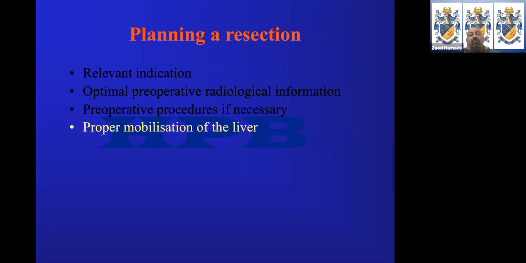Proper mobilization of the liver: take your time, and particularly if you're doing a right-sided liver resection, take your time, do a nice job, get the liver up off the diaphragm and get it up off the vena cava. The better mobilization you do for the right liver, the easier your resection is going to be and the easier the identification of intrahepatic anatomy.